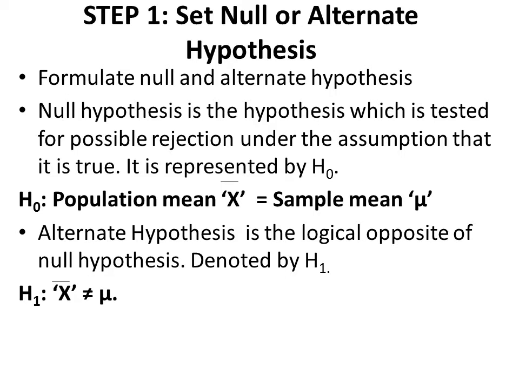Now see, the first step is set null or alternate hypothesis. The first step is formulation of your hypothesis. As I discussed in my previous lecture also, the null hypothesis is the hypothesis which is tested for possible rejection under the assumption that it is true. It is denoted by H0.